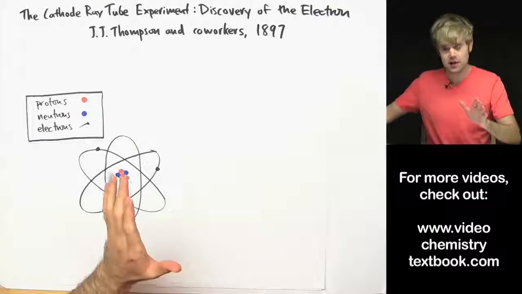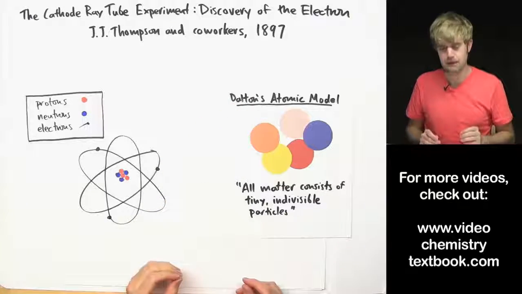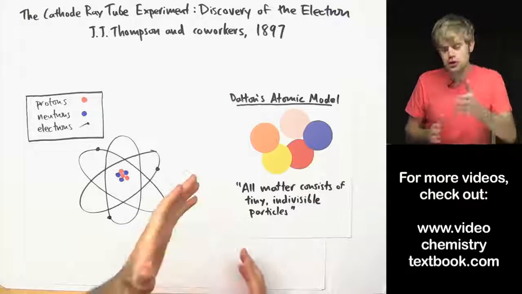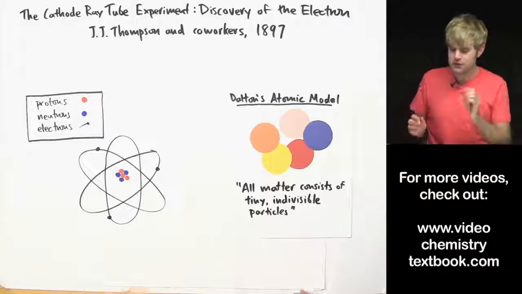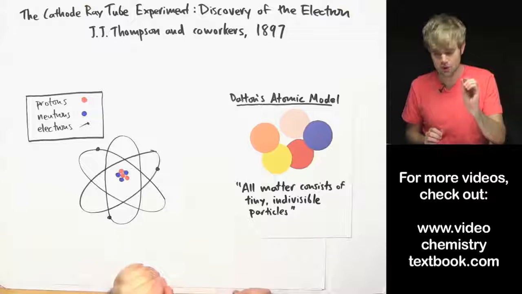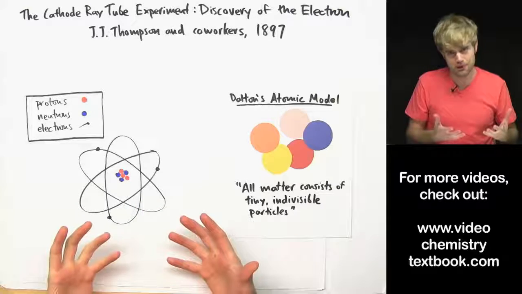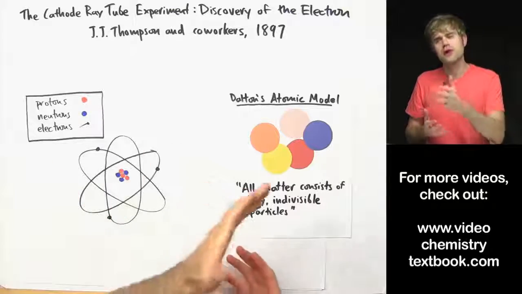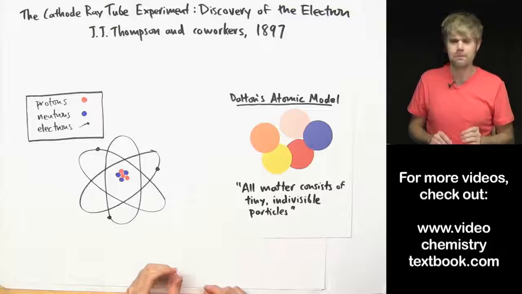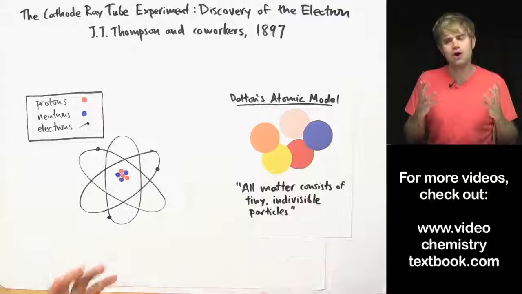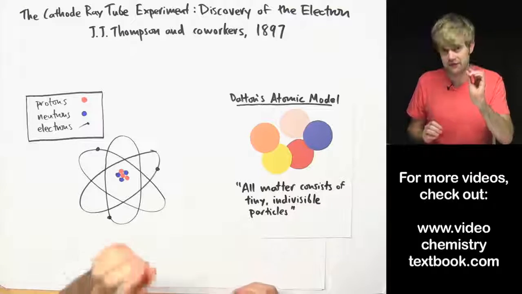But in the late 1800s, it was all about John Dalton's model of the atom. In the early 1800s, John Dalton had proposed that all matter, all stuff, was made up of tiny, indivisible particles called atoms. At first, not many people believed him. But throughout the course of the 1800s, more and more scientists got on board with his idea. But it remained an open question whether the atoms were really indivisible.